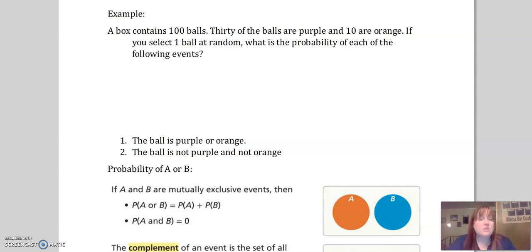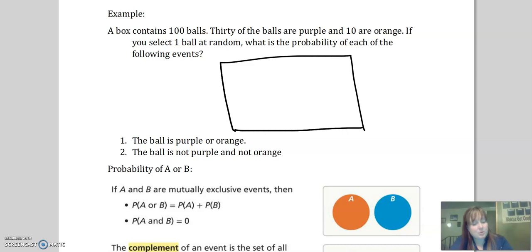So we have two mutually exclusive events here, and we want to see some probabilities. You've got a box that has 100 balls in it. 30 of the balls are purple and 10 are orange. If we select a ball at random, what's the probability of each of the following events? So we know that these two are mutually exclusive because a ball can't be both purple and orange.